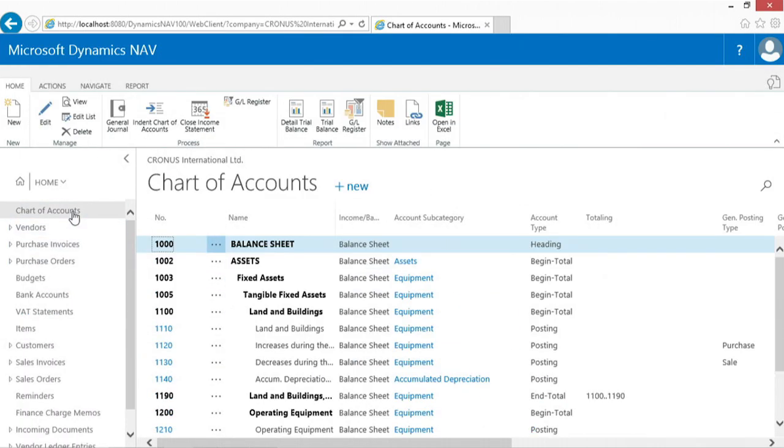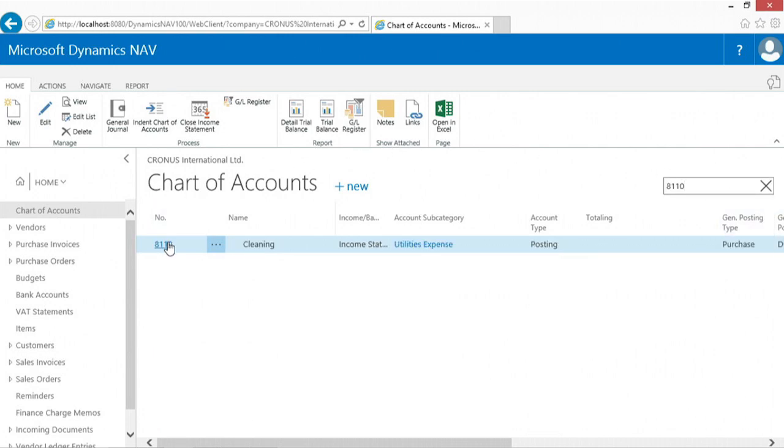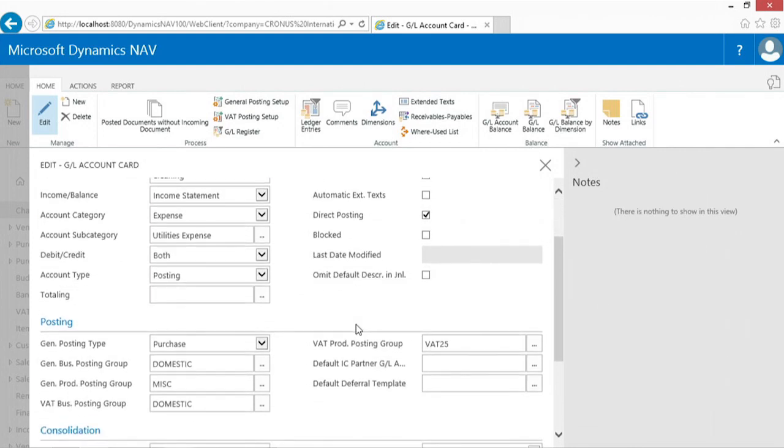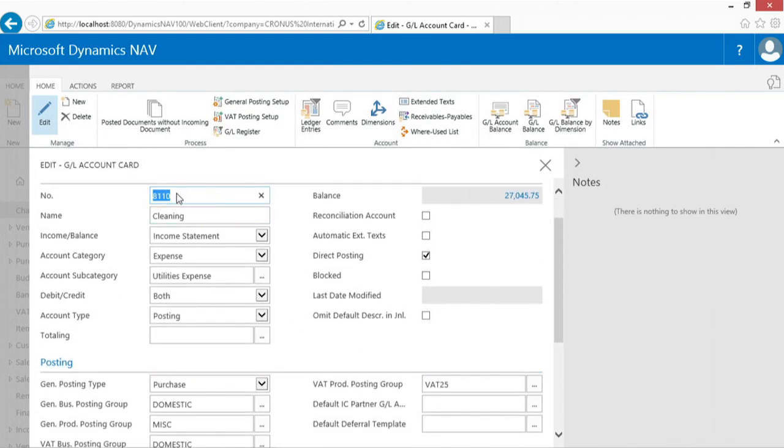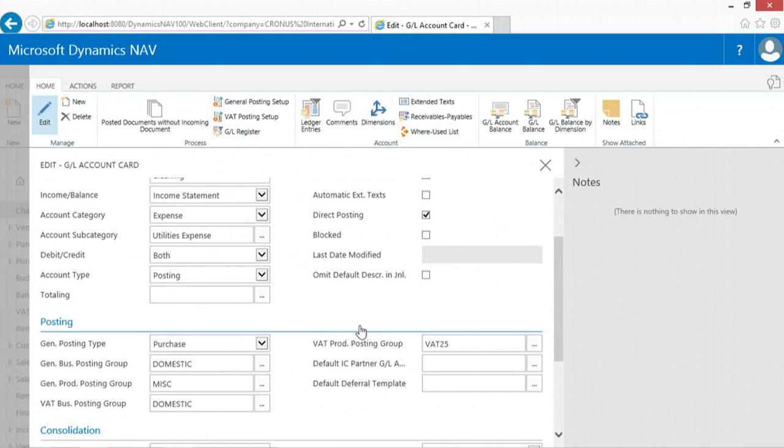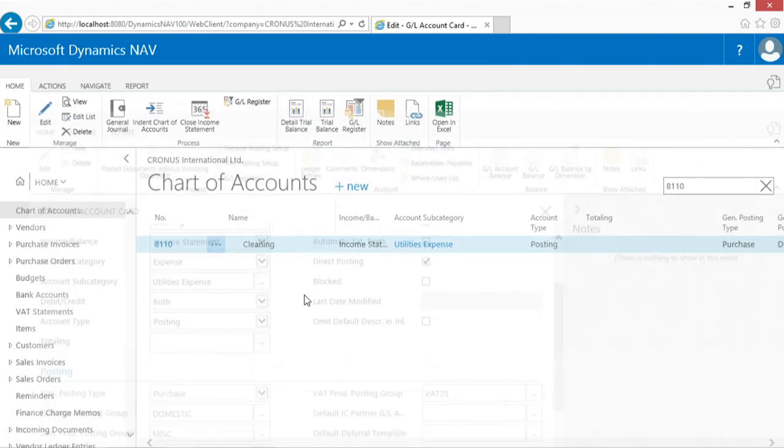Then again, you have the GL account. So in this case, if I look for an expense account, and if I open the account, you can see here VAT 25. So this is a cleaning expense account, which means that if we receive the invoice from the vendor, they will charge us VAT. And the system should be able, of course, to calculate, to process the VAT, which in this case is done based on the 25% rate. And it will be deductible VAT when posting, for example, the purchase invoice.